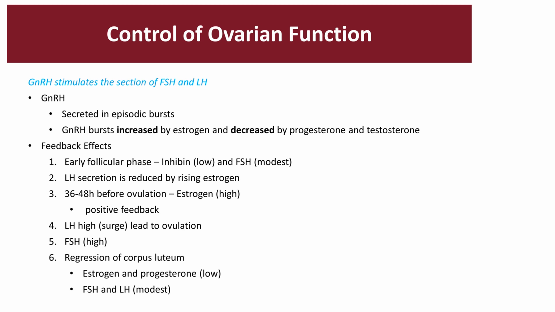In the early follicular phase, FSH is modest. LH secretion is reduced because there are higher and rising amounts of estrogen. Estrogen gets higher about 36 to 48 hours before ovulation, which is a positive feedback. Then LH boosts up, which is the surge that leads to the pushing and expelling of the ovum. FSH is also still pretty high, and then the regression of the corpus luteum causes estrogen and progesterone to drop down. FSH and LH become modest again, and the cycle repeats itself.